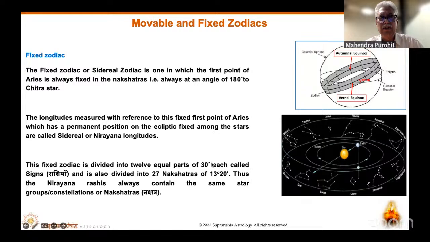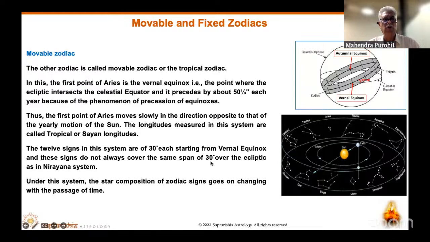Now in the moving zodiac, what happens? The movable zodiac, which we also call the tropical zodiac, starts from the vernal equinox. This is the point of the vernal equinox. Suppose this year it starts from here. Next year the vernal equinox will shift from here to here, suppose. So Aries will start from here in that case. So Aries starts from a different point every year.